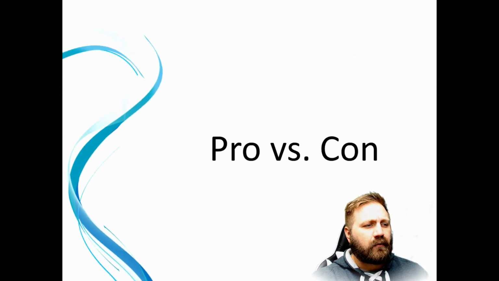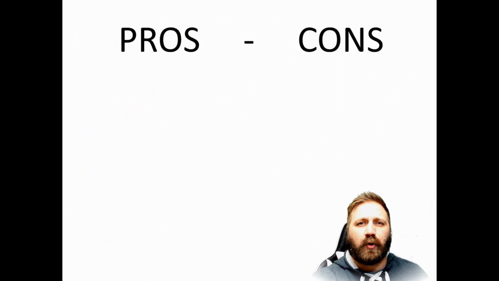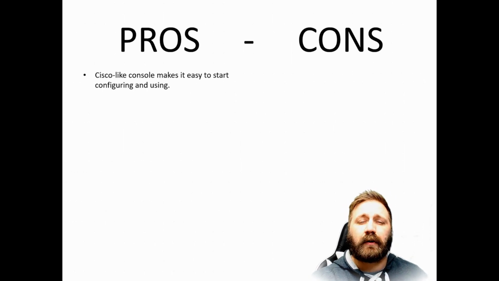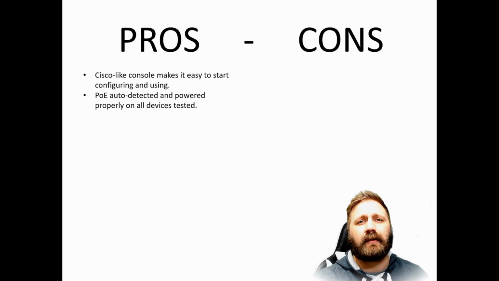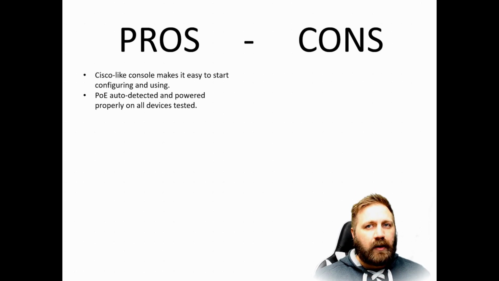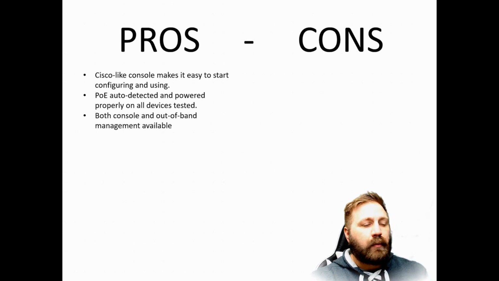So a couple pros versus cons. I had one of my infrastructure guys put this list together for me, so I'll run down them for you and explain what he was talking about. It is a Cisco-like console, so it makes it easy for configuring it, getting it out the door. That's a pro. PoE auto detect worked as advertised. We tried a number of different devices, cameras and things. Detected everything perfectly fine, powered them up, works as advertised. So the PoE version of this is definitely worth its weight in gold, if that's what you're using it for. Both console and out-of-band management are available, so that makes it a very useful tool.